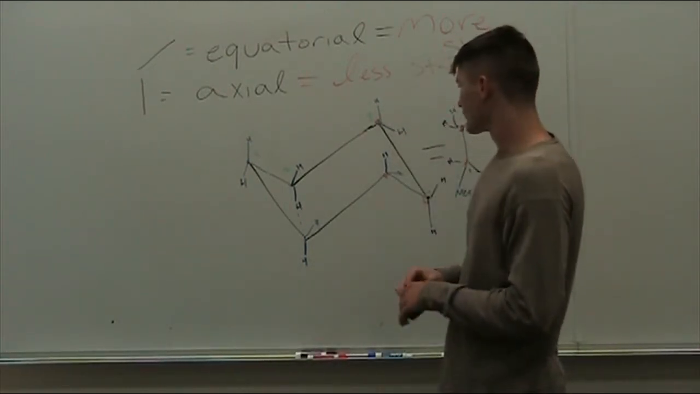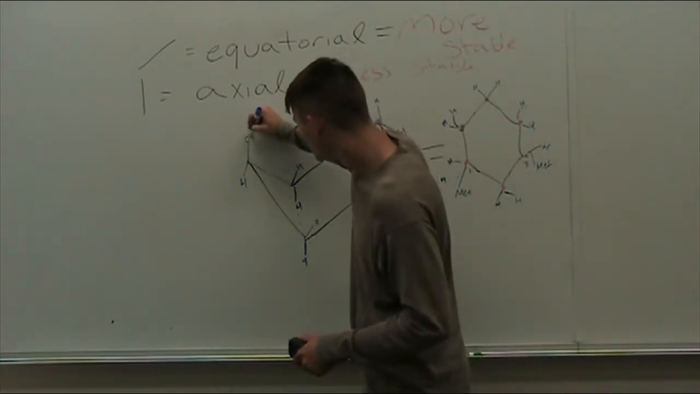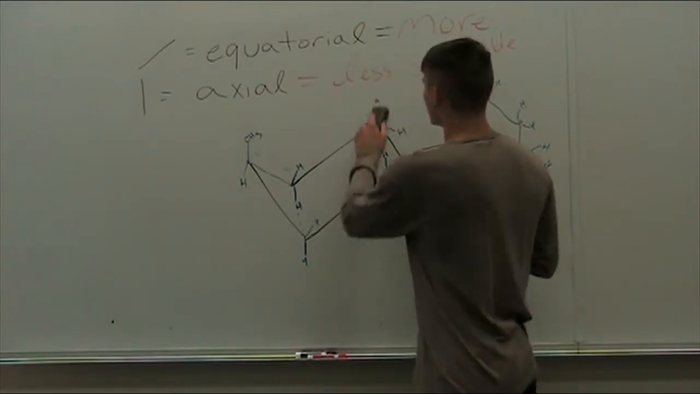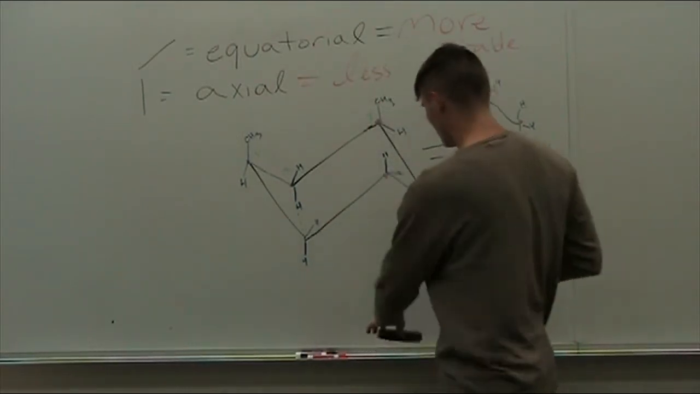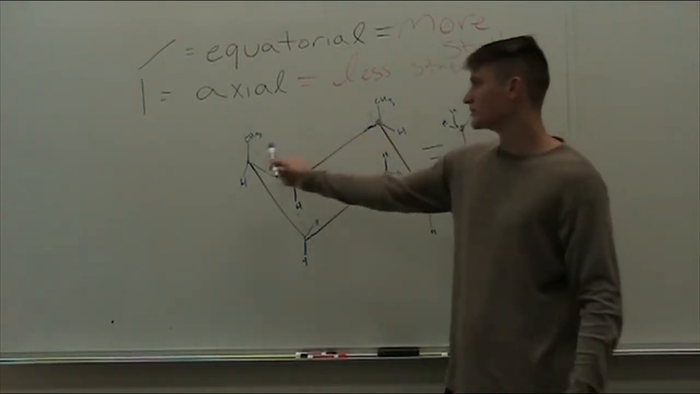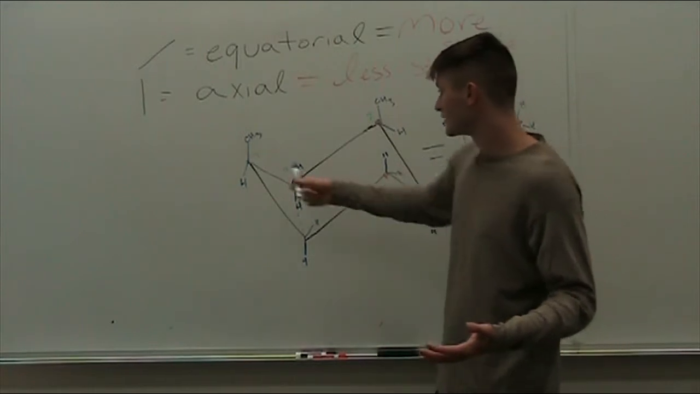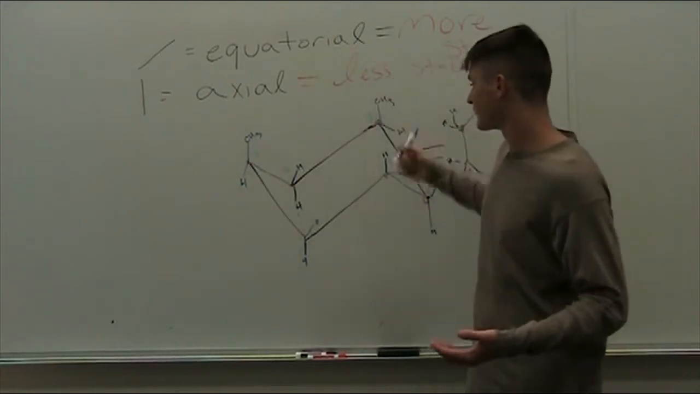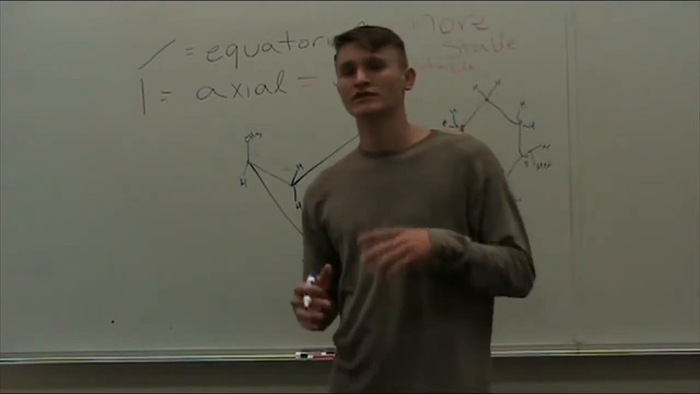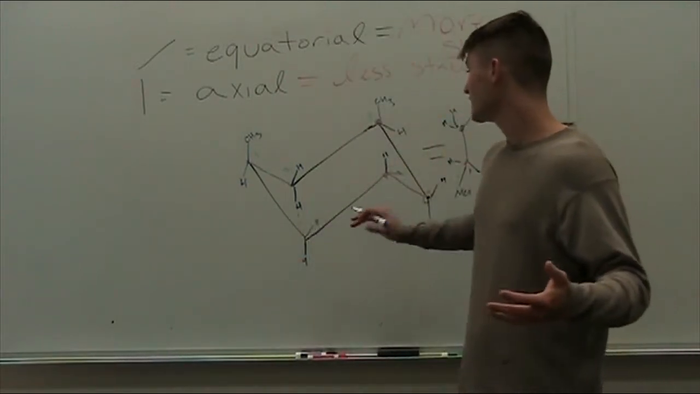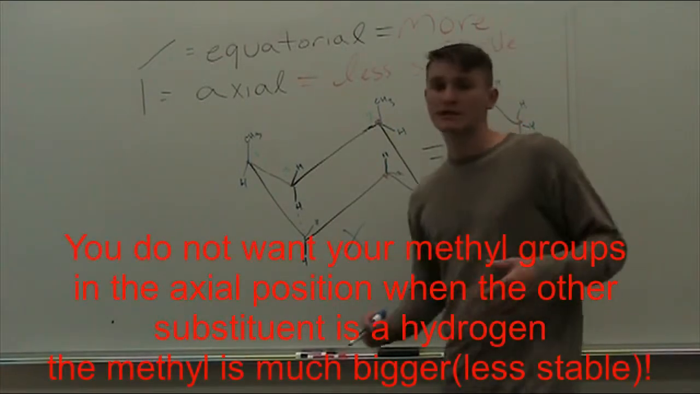A methyl group is over here, so let's put our methyl right here. And our methyl group is right here. As you can see, the methyl groups are both on the axial, so they're both not very stable. If on a test they ask you to draw the most stable chair conformation, this will not be the one you want to draw because it is not the most stable conformation.